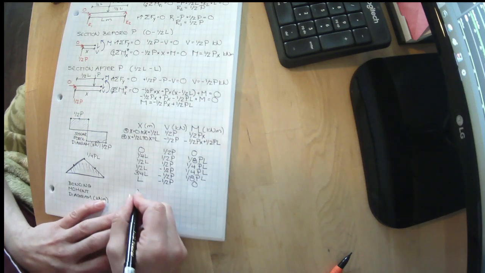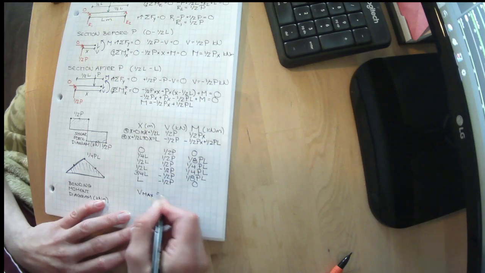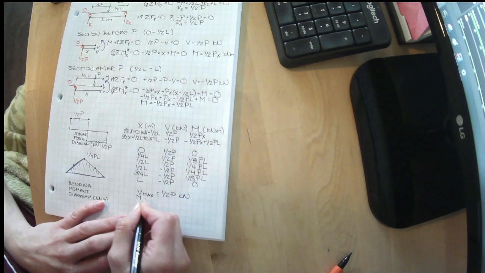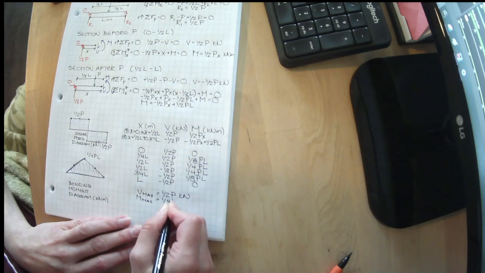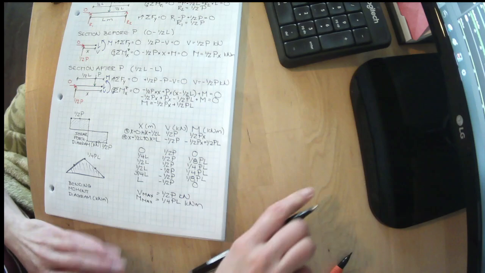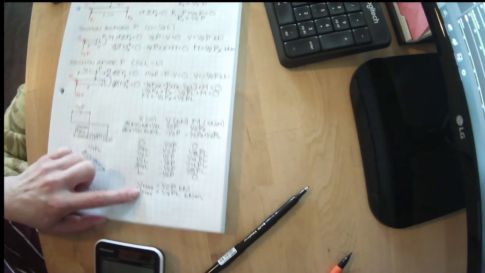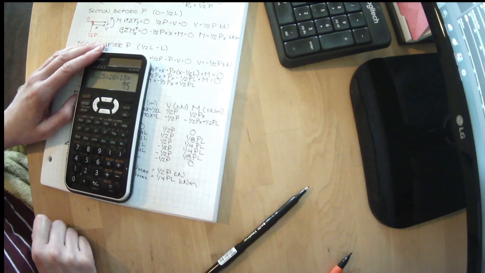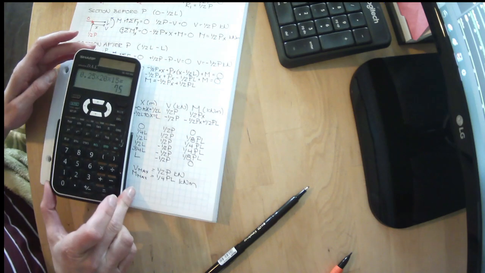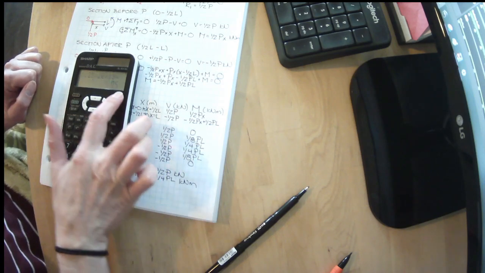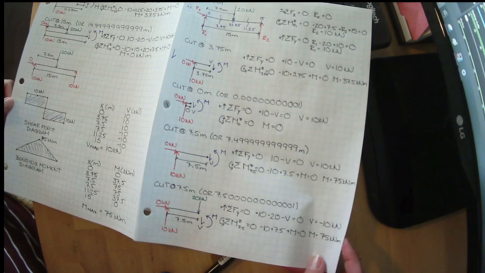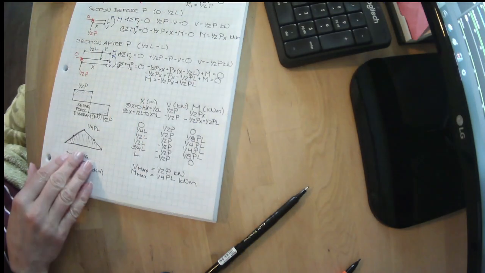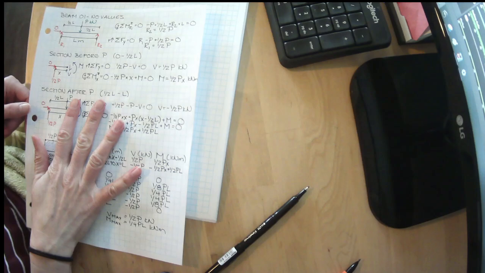So we now know that V max equals 1/2 P, whether it's positive or negative, and M max equals 1/4 PL kilonewton meters. Let's see if that's true. Remember, our maximum moment was 75 when we had a P of 20 and a length of 15. 0.25 times 20 times 15. Look at that, 75. So we could do it this way, or we could do it this way. This one seems more intimidating, but it actually ends up being a lot less work.